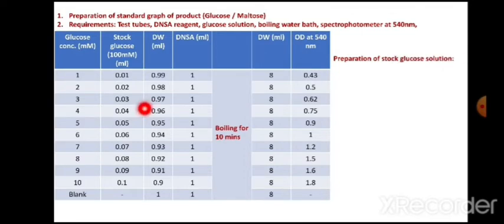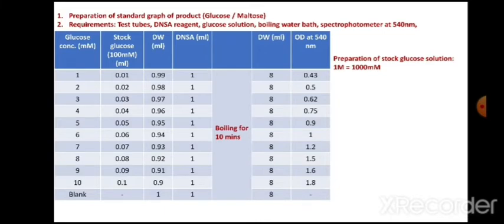Then the next question arises: how to prepare this glucose stock solution. These are the dilutions of glucose that we have to prepare. When we add DNSA to this glucose solution, according to the concentration of glucose, it is going to generate solutions with different color intensity. So let us see how this 100 millimolar stock solution of glucose is prepared.